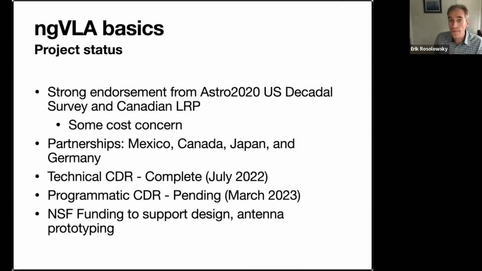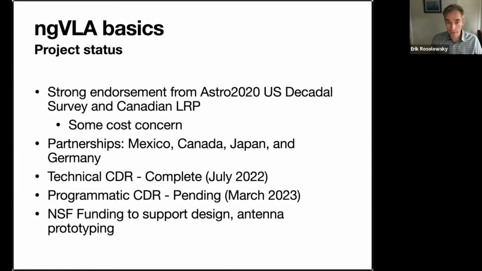So the current status of the ngVLA is that it's received strong endorsements from the Astro2020 US Decadal, one of the 4 call-out projects for the coming decade, as well as a high recommendation from the Canadian Long Range Plan. The Astro2020 cited some cost concerns associated with the preliminary stages of development, and the project office is not very concerned about this because the Astro2020 referenced some values that were preliminary at best, and all of the design work has really pushed the ngVLA towards higher cost efficiency to achieve the science goals that they're looking at. So they are highly optimistic that they're going to be able to hit a budget envelope for the entire project.